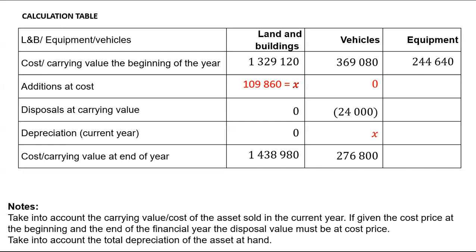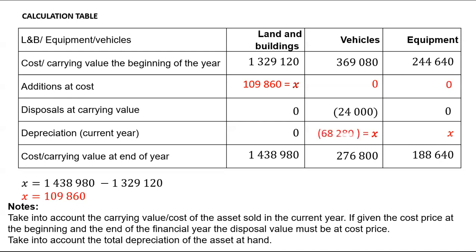Now, for equipment, carrying value was 244,640. We don't have additions and we don't have disposals for equipment. We are also missing depreciation. I'm going to do these ones concurrently because the calculations are pretty much the same. The first X I'm going to calculate will be the X under vehicles, which is depreciation of vehicles. And depreciation of vehicles will be 68,280. Depreciation on equipment will be 56,000.